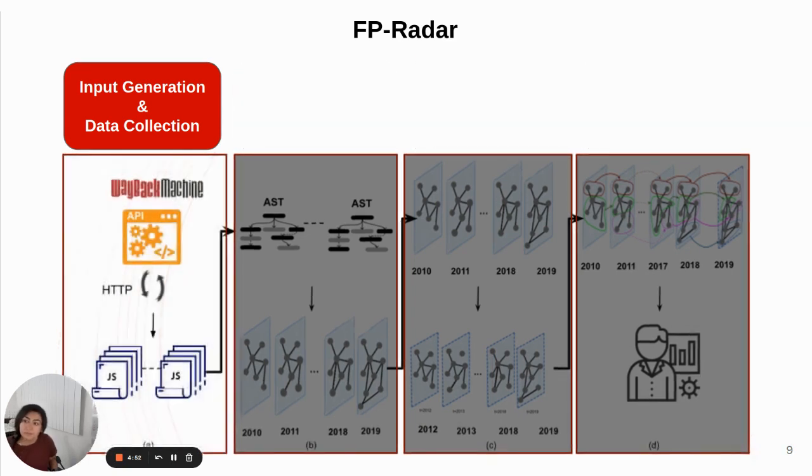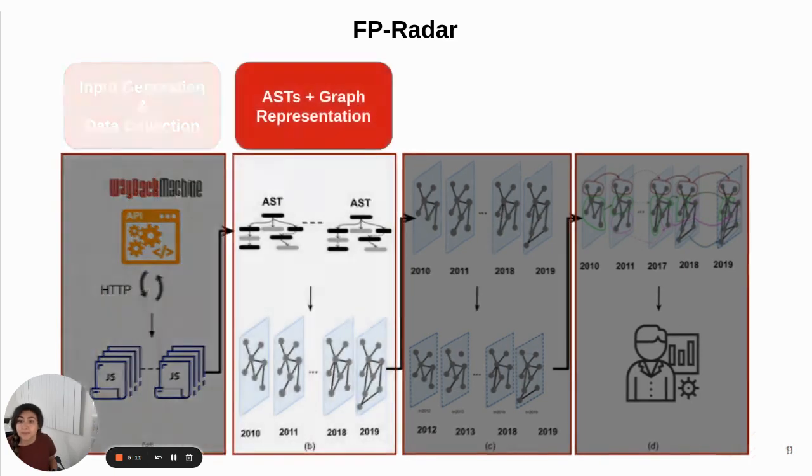So the first step is input generation and data collection. To longitudinally analyze web APIs, FPRadar needs to measure their usage on the web over time. We rely on the Wayback Machine to access historical snapshots of scripts for the last 10 years on the Alexa Top 100K websites. Next, FPRadar relies on the principle of guilt by association to detect the abuse of web APIs for browser fingerprinting. It means that if an API is being used alongside known fingerprinting APIs, then we can presume that the API in question may also be used for browser fingerprinting.